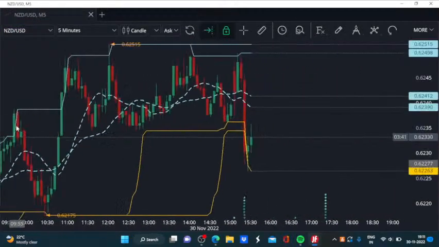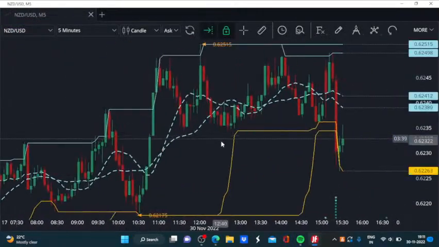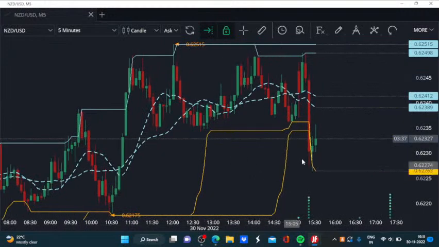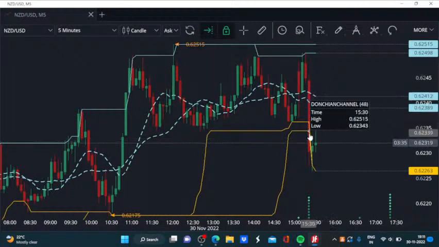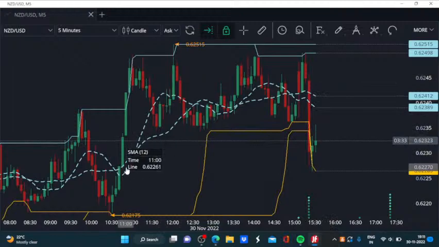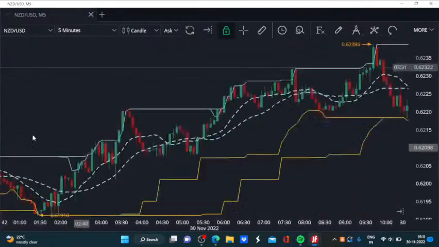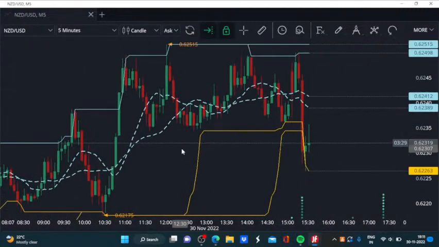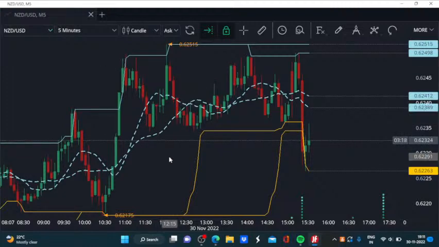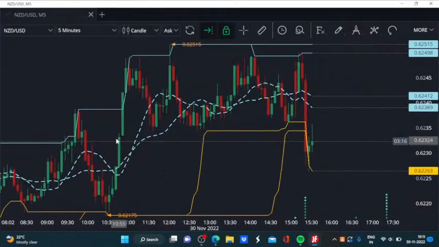NZD/USD is also on the same trajectory, but it is relatively on the weaker side. It just made this 4-hourly low. So you can say that in the event of a turnaround, the NZD/USD will be the best bet. But as long as the whole picture remains favorable for the shorting of the dollar, I think it is better to avoid trading in the NZD/USD.